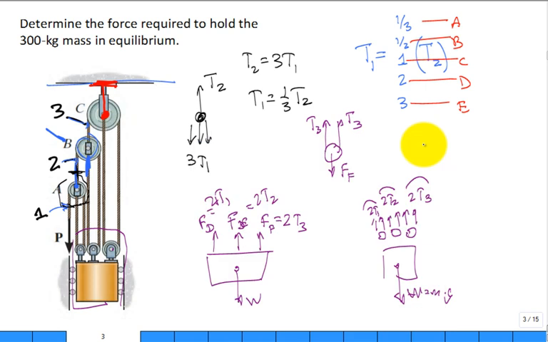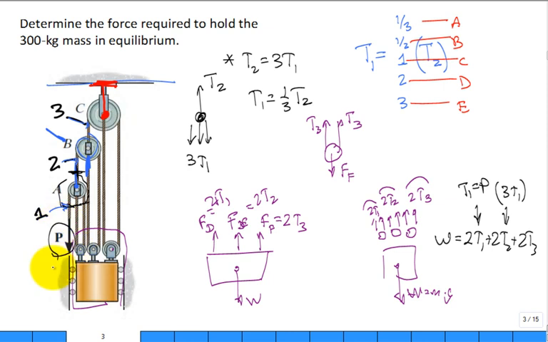All right, so with this free body diagram, the same thing, what you find is that the weight is equal to 2 T1s plus 2 T2s plus 2 T3s, and we just found that every T2 is equal to 3 T1s, so that's 3 T1s right there that you can replace. And can you do me a favor and finish out this problem and tell me what the P is? Because isn't T1 equal to P? Isn't T1 equal to P? What you're pulling down P with that rope.